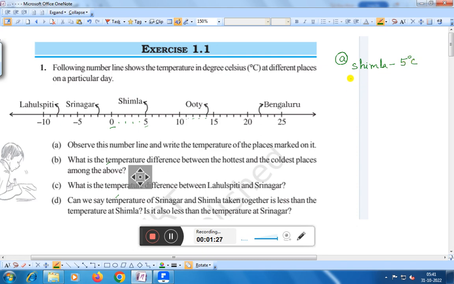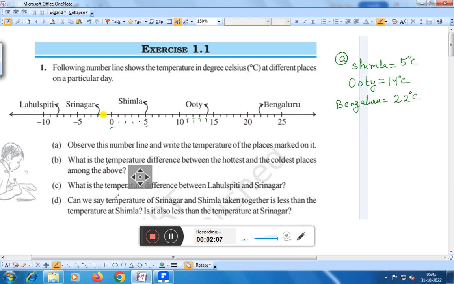The temperature of Ooty is, here you see, this is 10, that is 11, 12, 13, 14. The temperature of Ooty is 14 degrees centigrade. Now, Bengaluru. The temperature of Bengaluru is equal to, this is 20, 21, 22. 22 degrees centigrade.